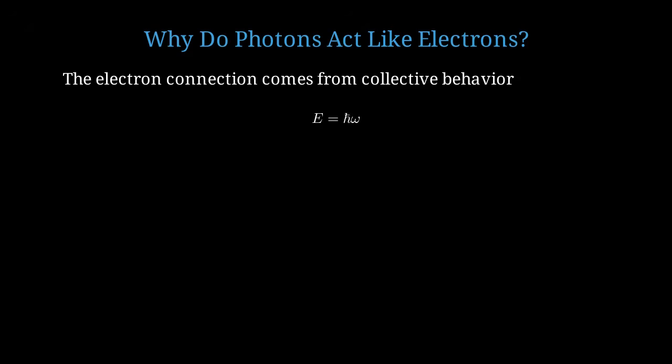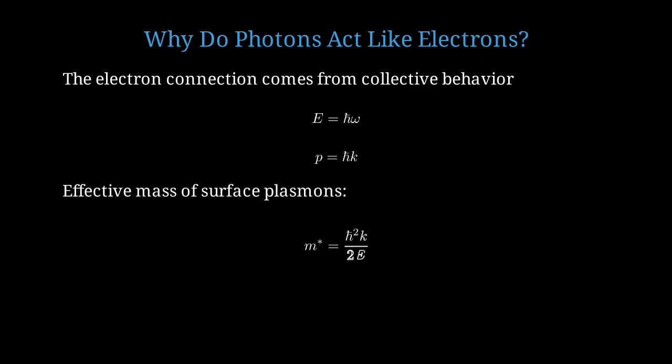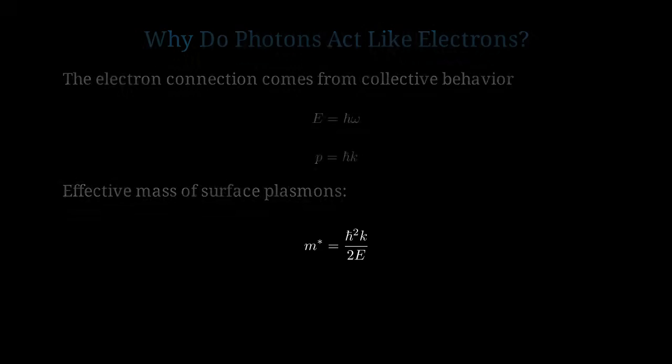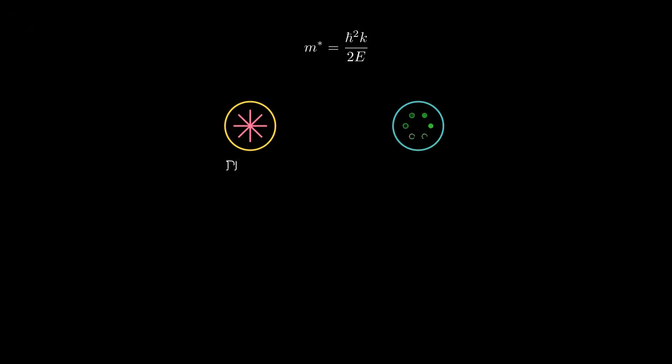Both photons and plasmons carry energy equal to h bar omega, maintaining quantum properties. Both have momentum equal to h bar k, but now k can be much larger than for free photons. We can even define an effective mass for surface plasmons, just like electrons have mass. The effective mass equals h bar squared k over 2e, analogous to electron effective mass in semiconductors. Photons transform into plasmons at the interface, gaining particle-like properties, including effective mass and extremely short wavelengths.